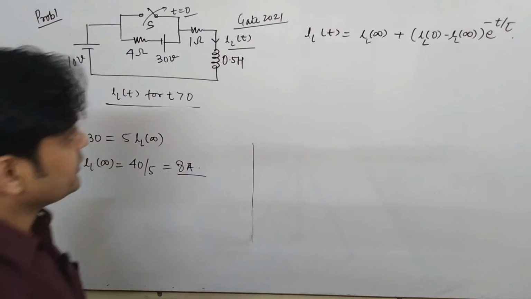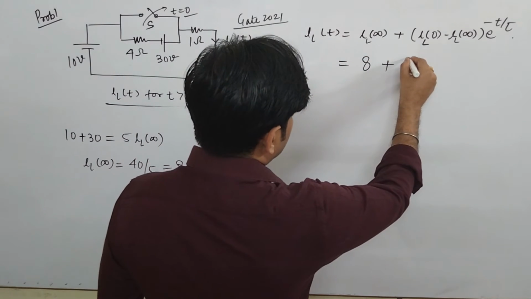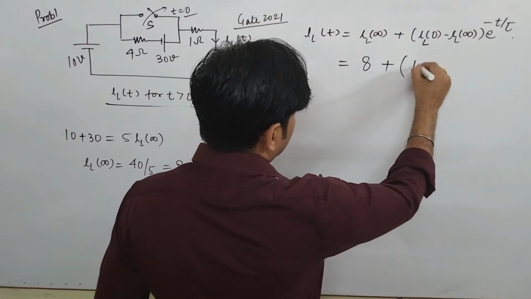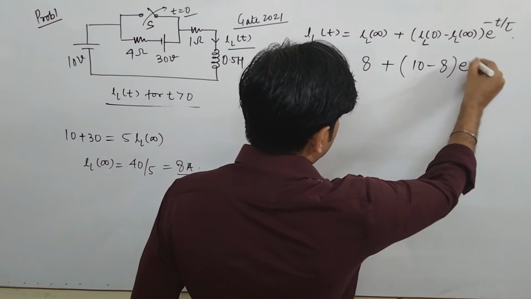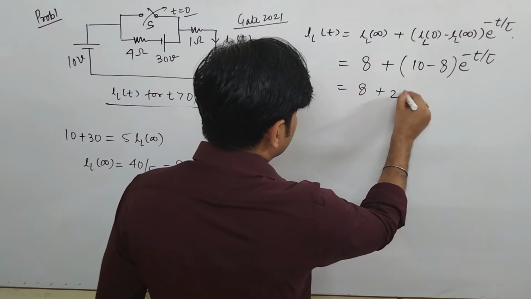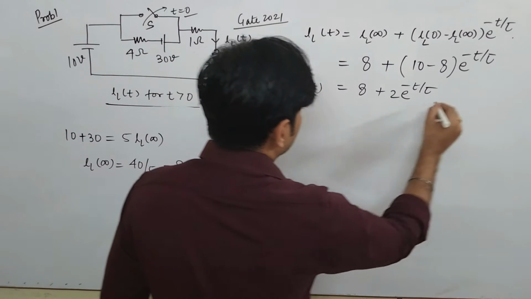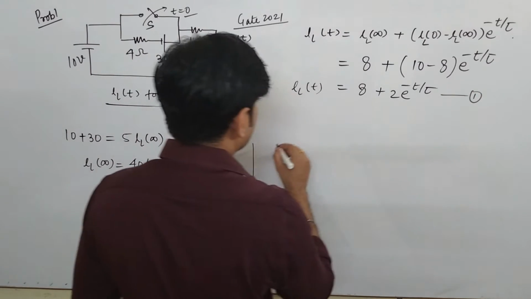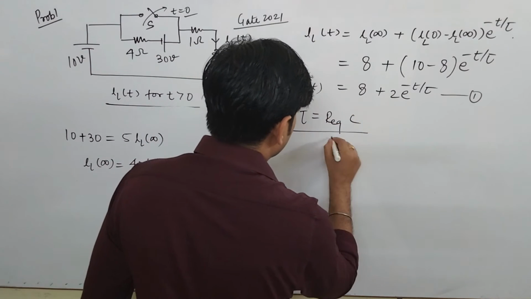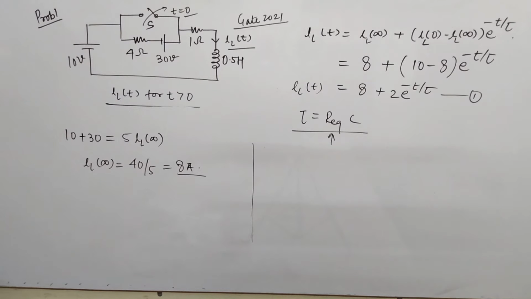Here I will write the solution, that IL infinite, that is 8 plus of the value of IL0 is 10 minus of 8 e to the power minus t by tau, or you can say it is 8 plus 2 e to the power minus t by tau. This is your ILT. Now you have to find the value of tau. Tau is R equivalent C. R equivalent again is your Thevenin's equivalent, which we have to find here.